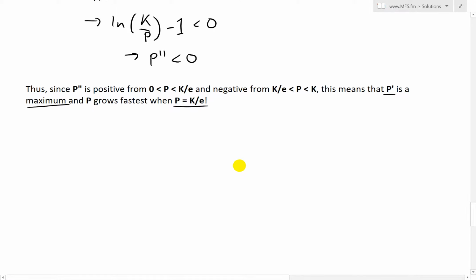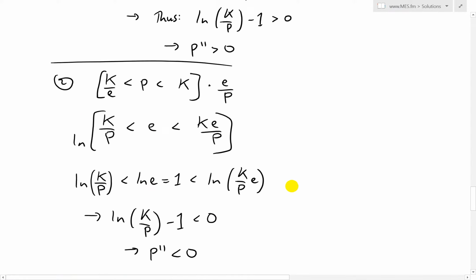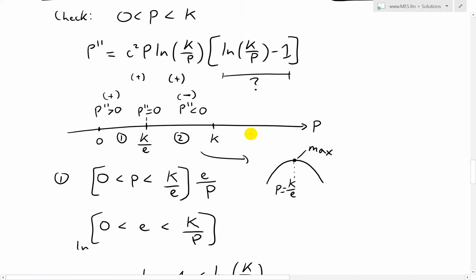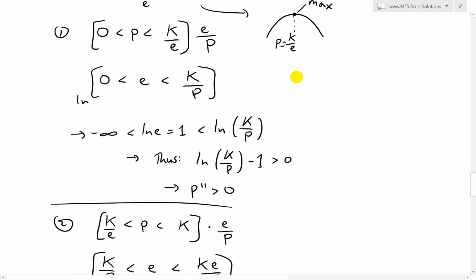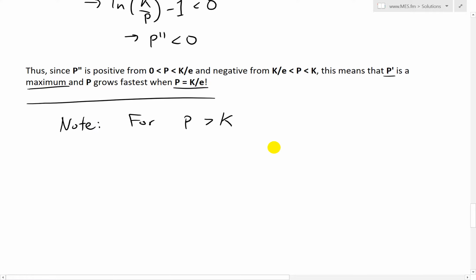Now one more thing on this part, note that for p greater than k, look at the interval, we'll call this interval 3 here. For p greater than k, this means that our ln of k over p, since p is greater than k, this number is less than 1. Whenever it's less than 1, the ln is negative. So this is less than 0.